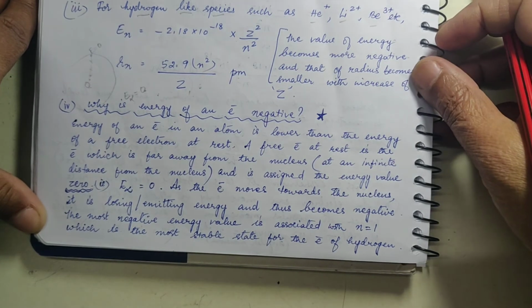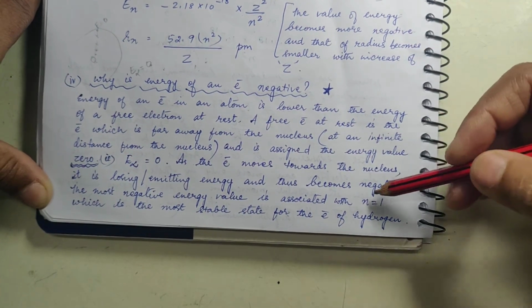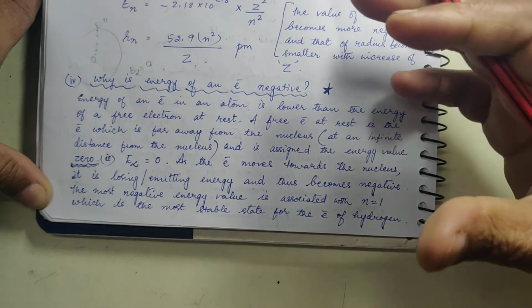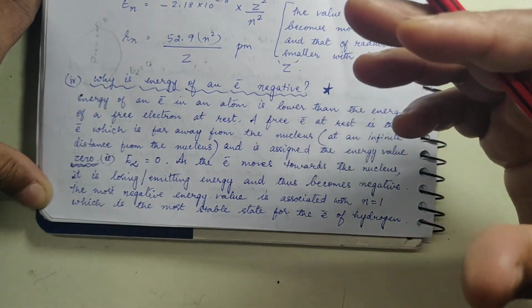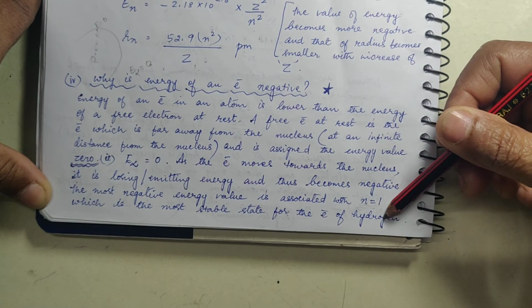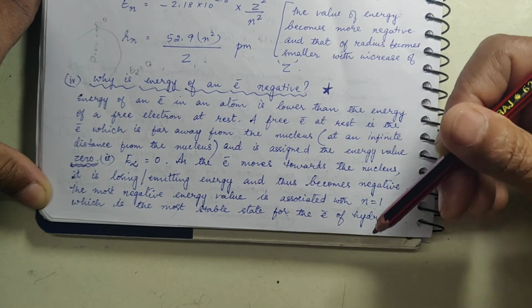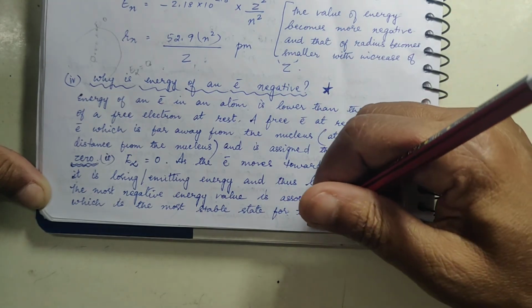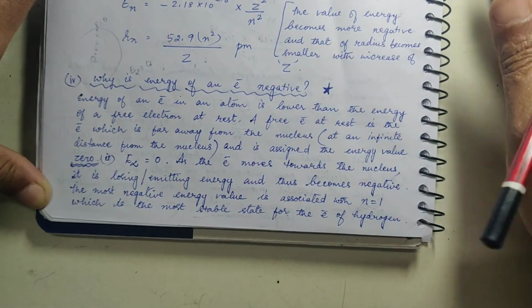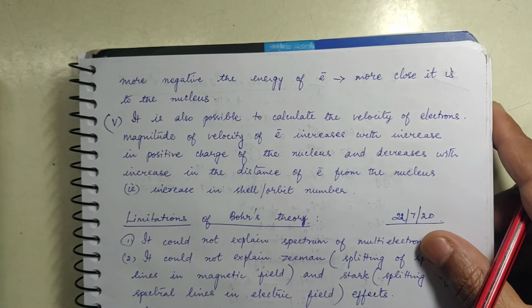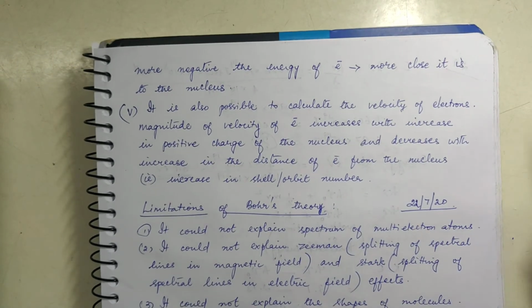The most negative energy value is associated with n equal to 1, where the electron is bound to the nucleus very strongly. So that is the most stable state for the electron of hydrogen. Hydrogen has only one electron, so its electron is much more comfortable when it is very close to the nucleus. It is bound to the nucleus very strongly. So that is considered the most stable state for hydrogen. So the more negative the energy is, the closer it is to the nucleus.